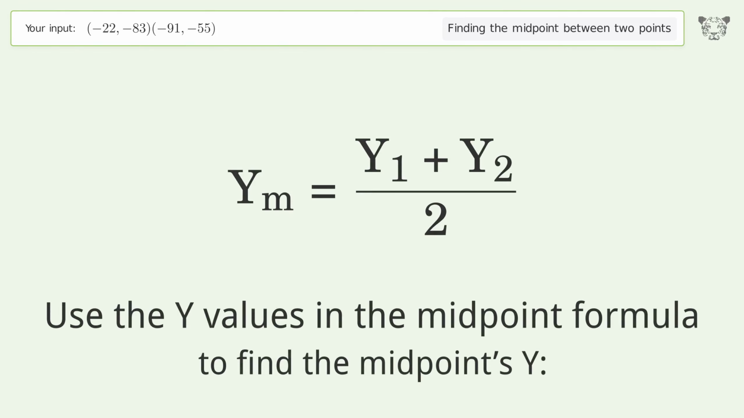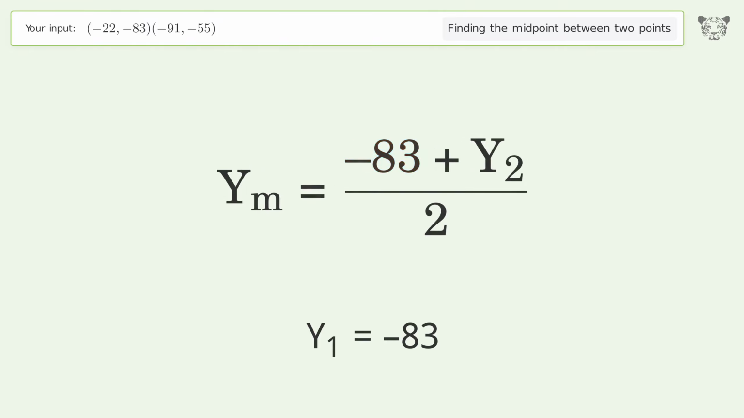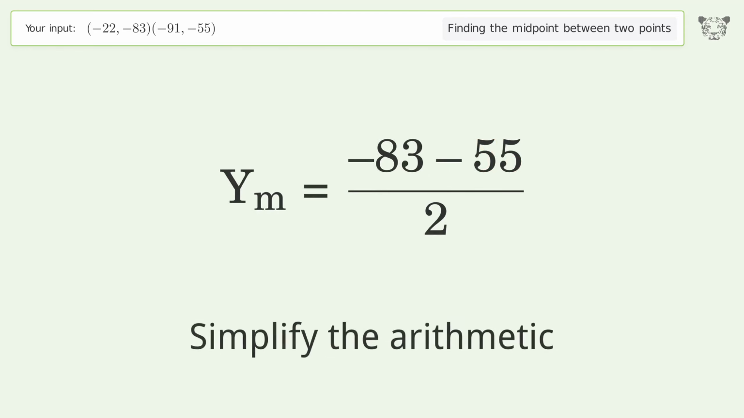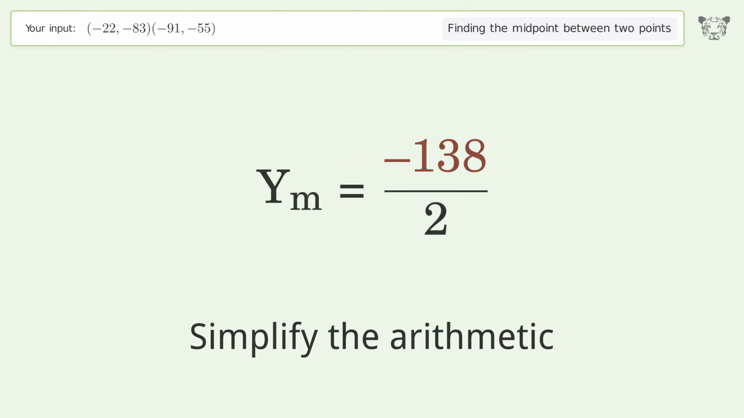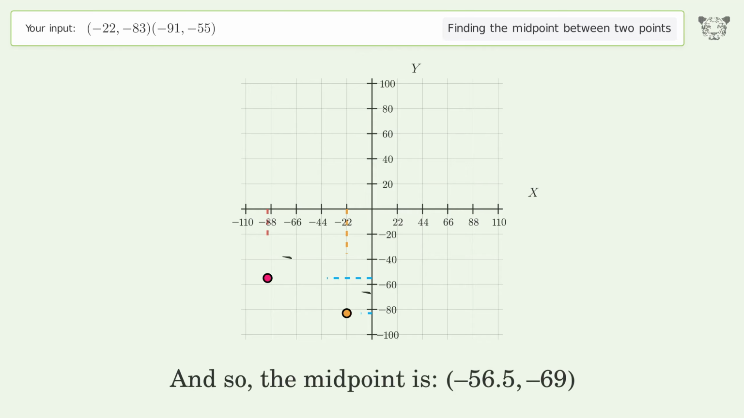Use the y values in the midpoint formula to find the midpoint's y. y1 equals negative 83. y2 equals negative 55. Simplify the arithmetic. And so, the midpoint is negative 56.5, negative 69.